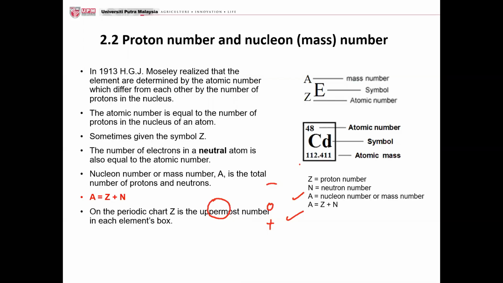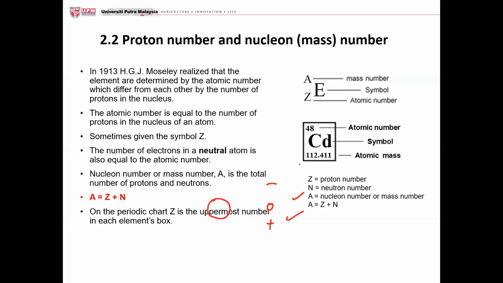Okay, then we look at the proton number and nuclear number or mass number. So mostly realize that the elements are determined by the atomic number, which differ from each other by the number of protons in the nucleus. As you can see, the modern periodic table right now is arranged by proton number from left to right with increasing proton number. So the atomic number is actually the proton number in the nucleus of an atom.